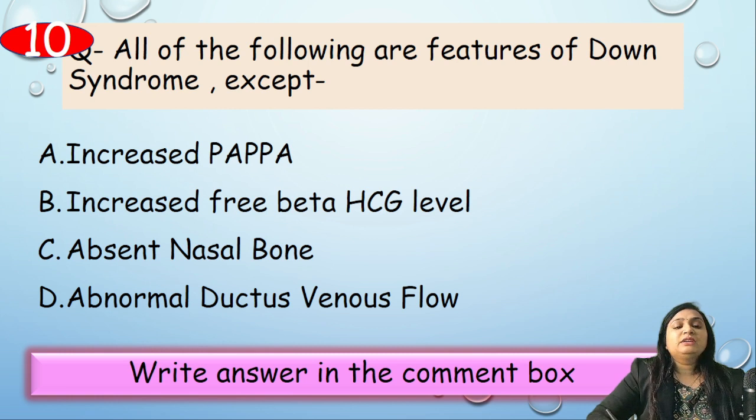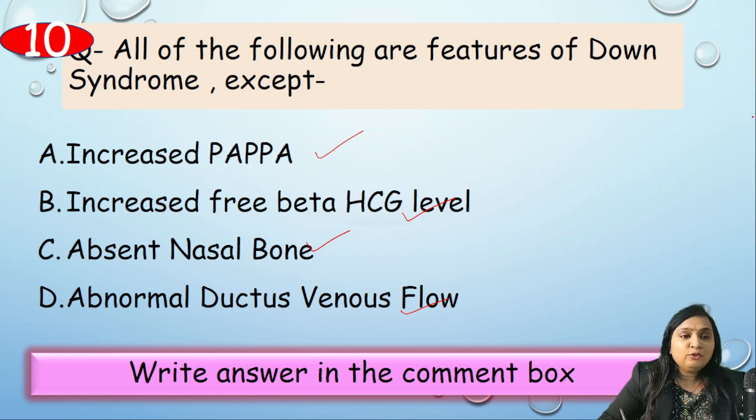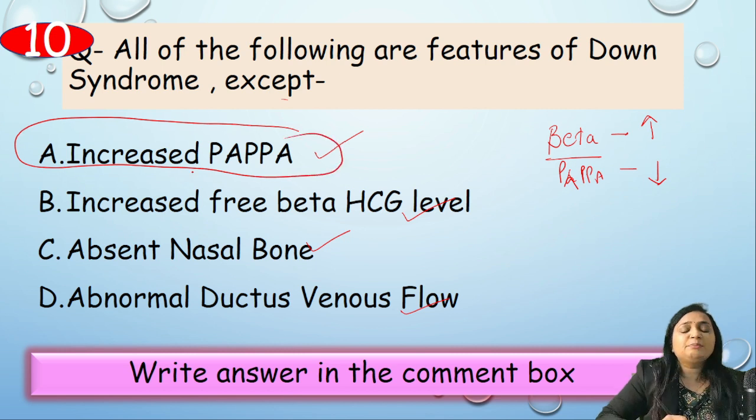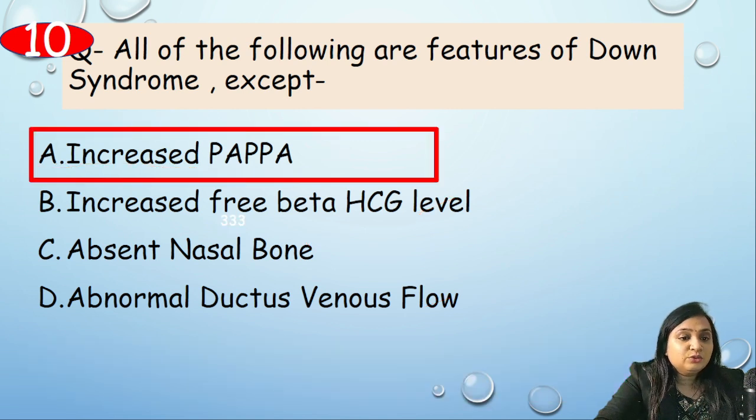The next question is, all of the following are features of Down syndrome except: increased papa, increased free beta HCG, absent nasal bone, or absent ductus venosus flow. That beta is above the papa. So beta is on the higher side, papa is on the lower side. So this is incorrect, because decreased PAPP-A is seen in a prenatal diagnostic test when we are having a baby with Down syndrome. So increased papa is not correct.